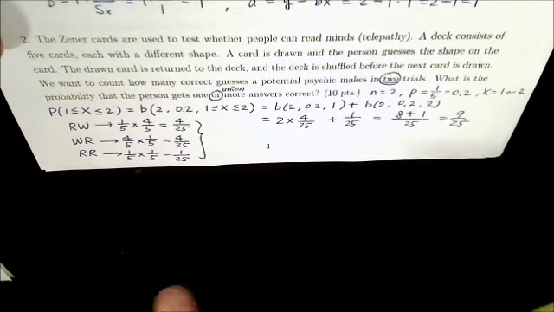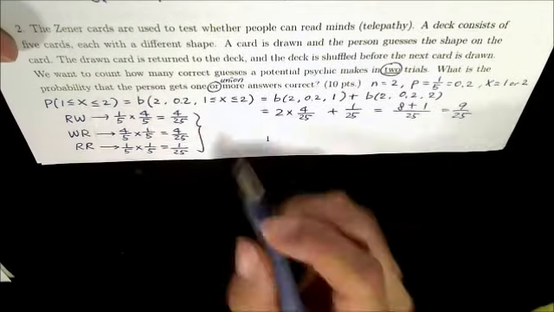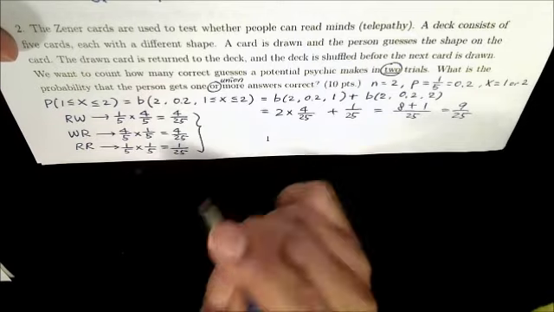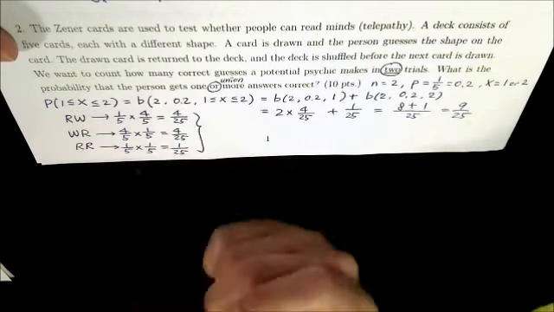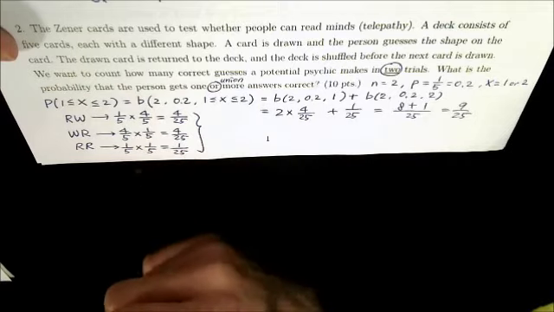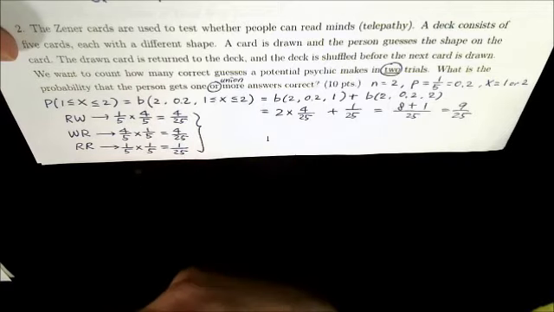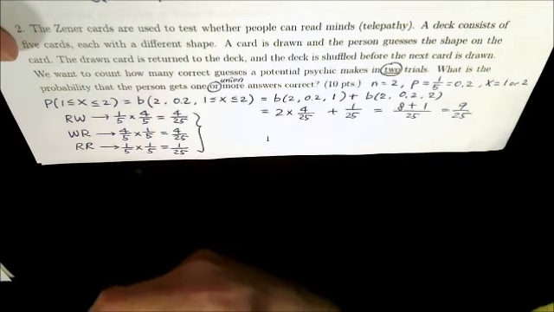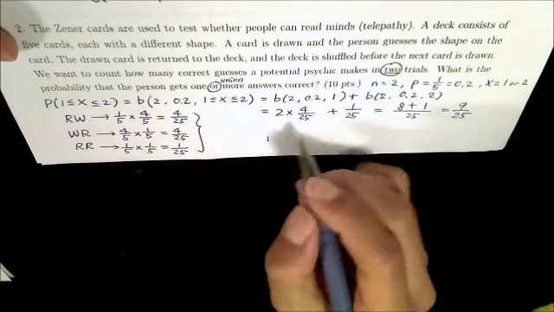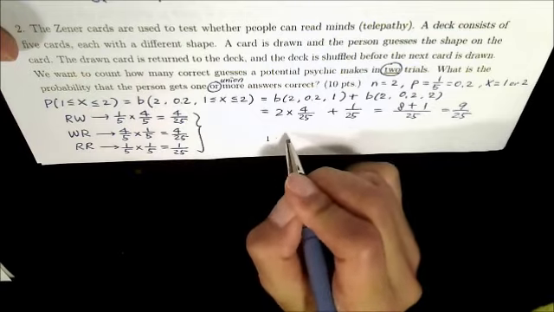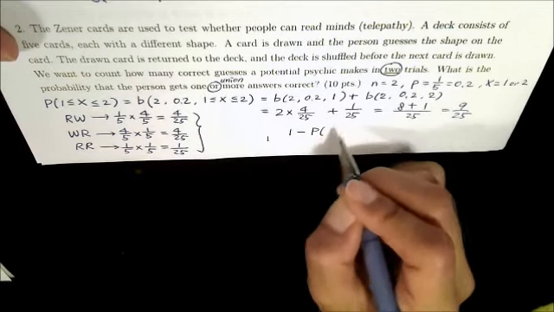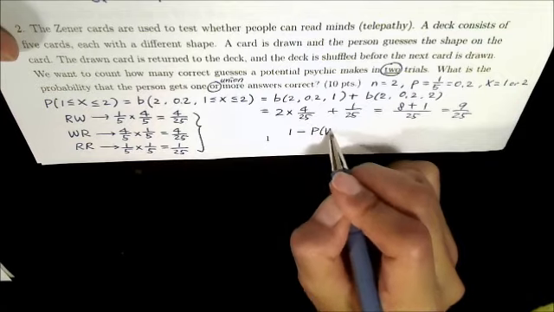However, you can simplify this problem. How about we use 1 minus the probability that both answers are wrong? That means one or more answers are correct. So this is actually the same as 1 minus the probability that both answers are wrong.